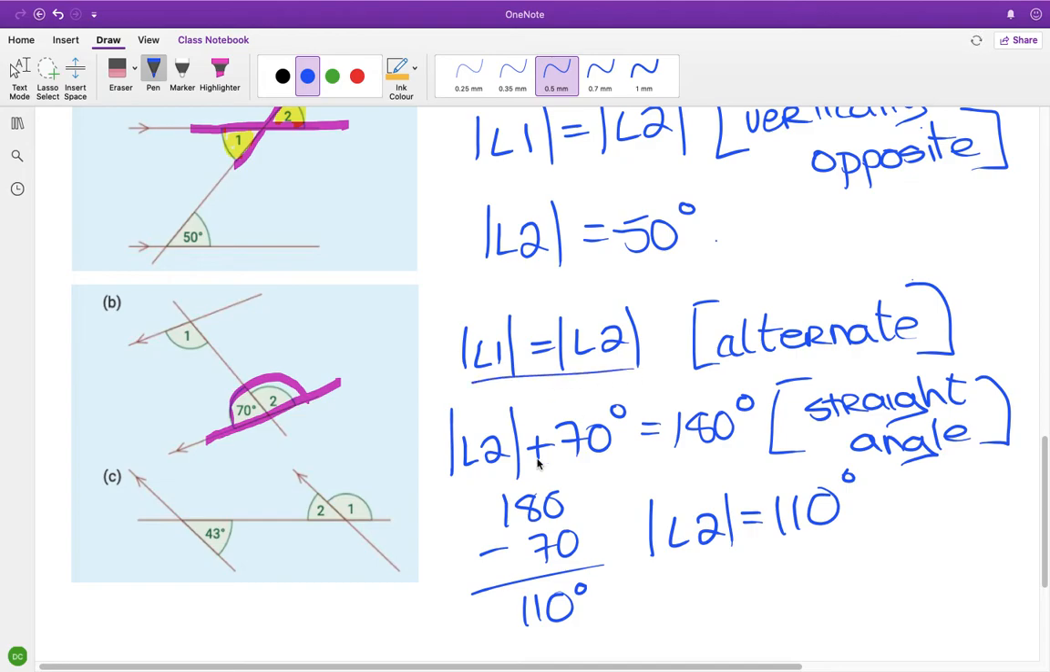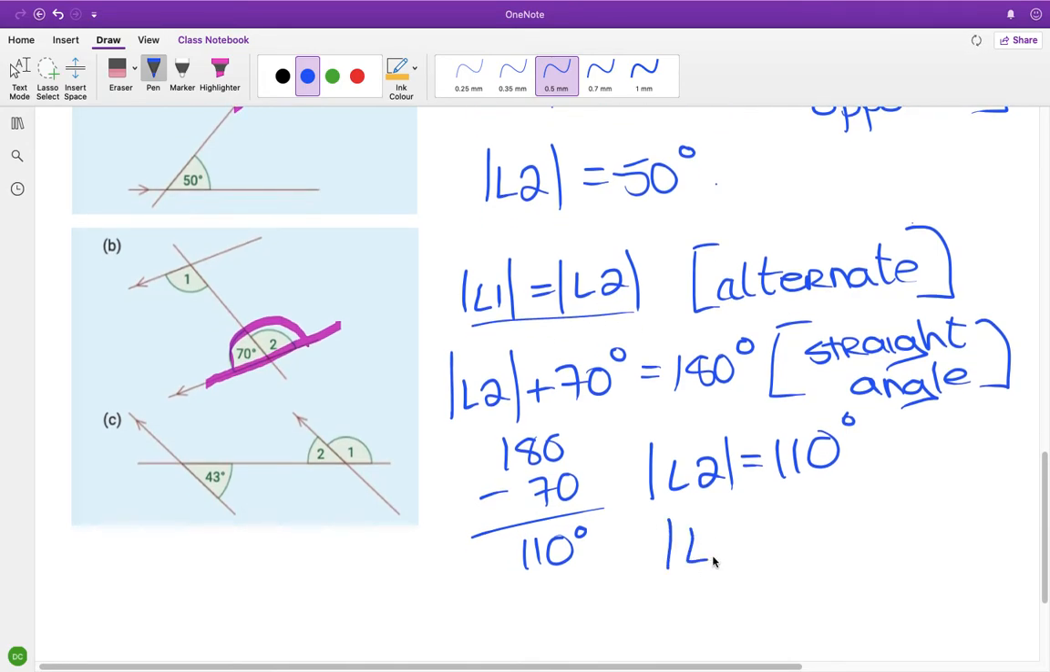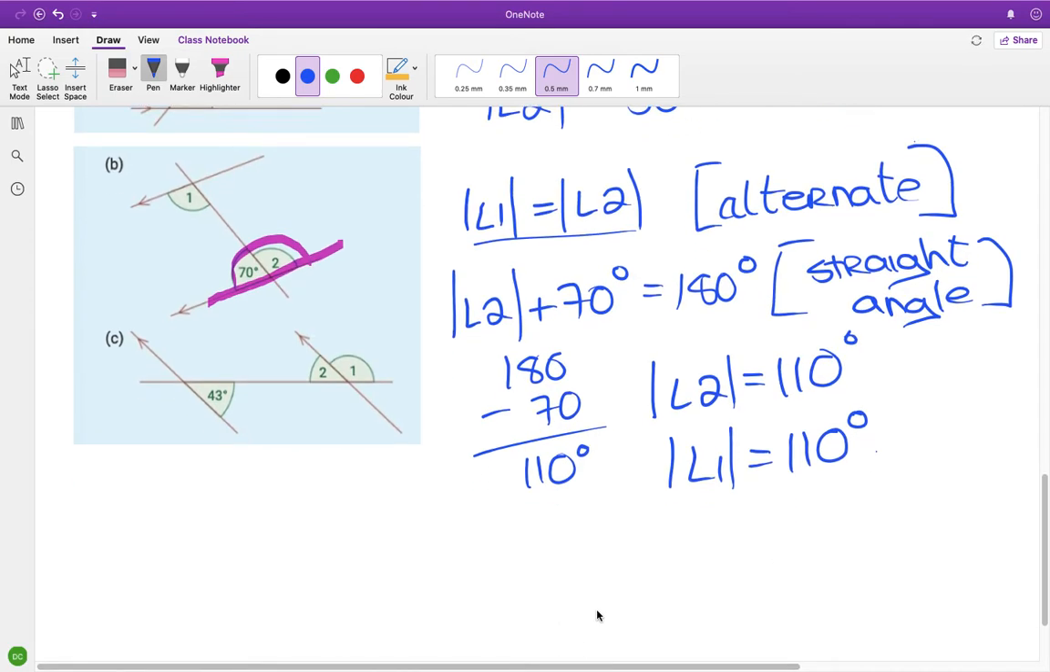And then up here, I said angle 1 was equal to angle 2. So angle 1 is also 110 degrees. Okay, and the last one. Now hopefully being sideways didn't confuse you, but parallel, parallel, transversal. So it's all on its side. So now in my Z shape, it has to start on the parallel line, go down the transversal, and back onto the parallel line.